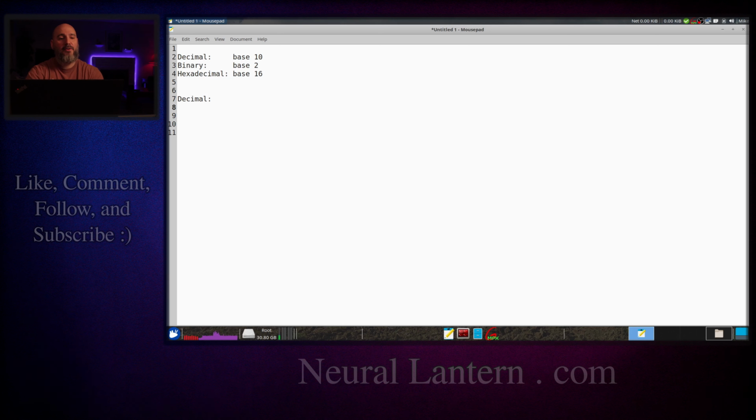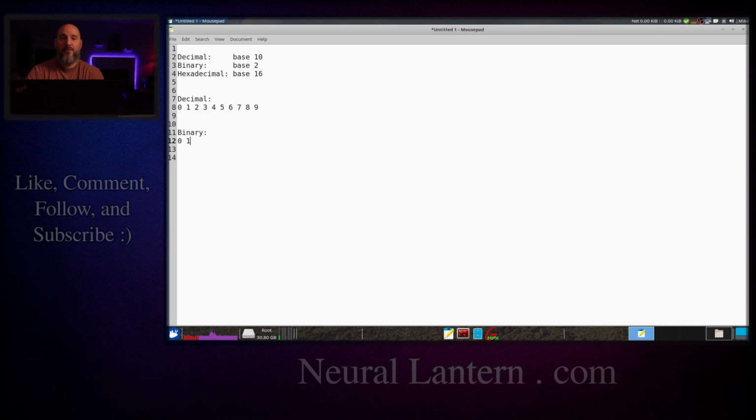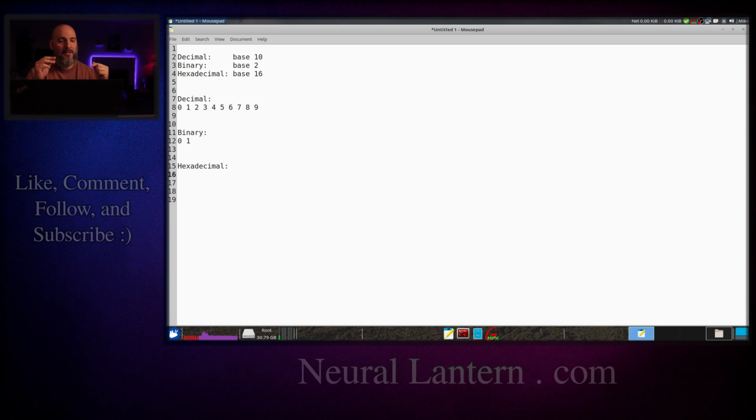decimal has characters 0 through 9: 0, 1, 2, 3, 4, 5, 6, 7, 8, 9. That's 10 total characters. That's why it's base 10. In binary, we have just the characters 0 and 1. And hexadecimal is meant to compact the representation a little bit. It has more possible characters per digit than decimal, so the number is usually a little bit shorter than decimal, unless it's very small, and a lot shorter than the same number in binary.